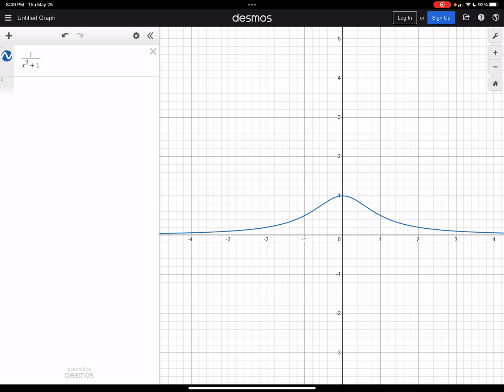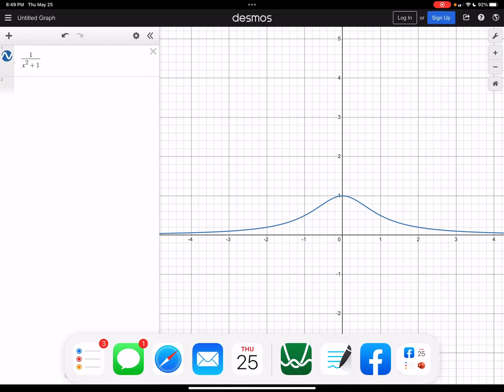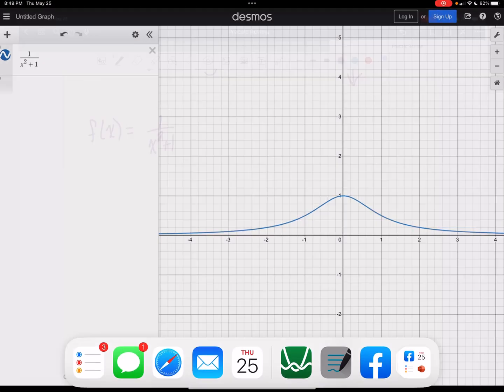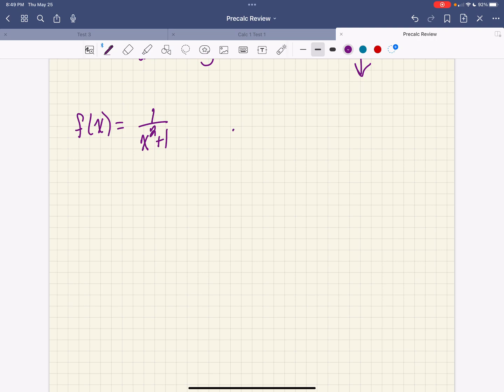Now, remember, for a function to be increasing or decreasing, it's got to be increasing or decreasing throughout the entire function. And this one is not increasing or decreasing across the entire function. Okay? And so for this function right here, we're going to say neither, that it is neither increasing or decreasing.